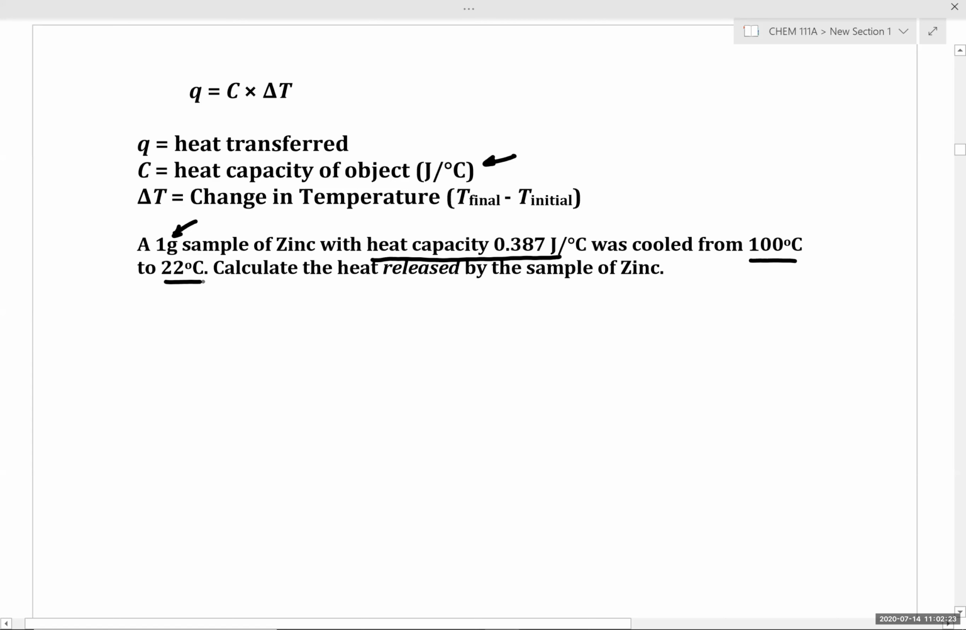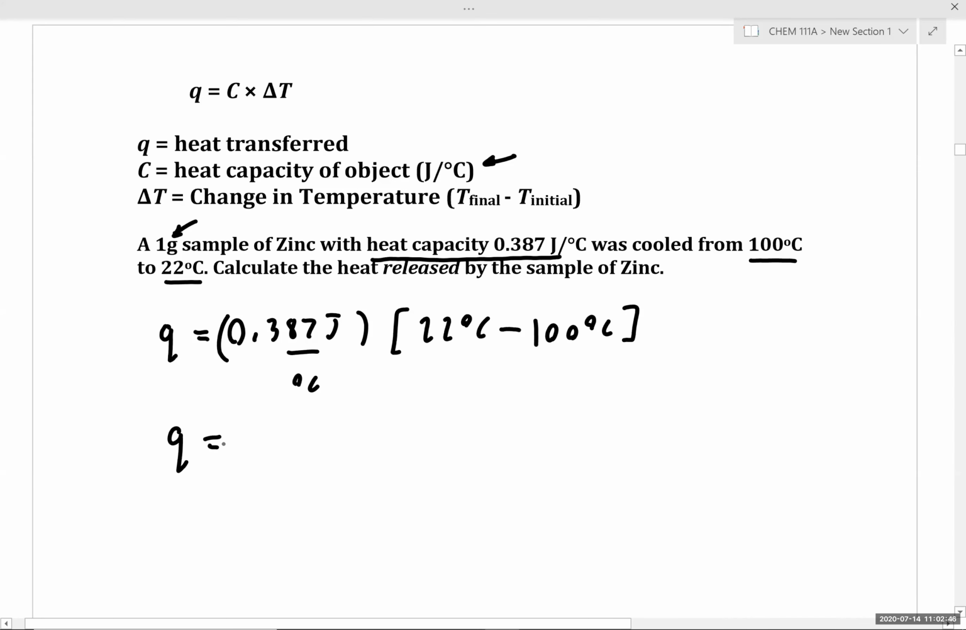So then we can calculate the heat released by our sample by taking our heat capacity, which is 0.387 joule per degree Celsius, times our final temperature, which is 22 degrees Celsius, minus our initial temperature of 100 degrees Celsius. And that gives us the heat exchange associated with our sample, 22 minus 100 times 0.387. That gives us a heat exchange of negative 30.2 joules.